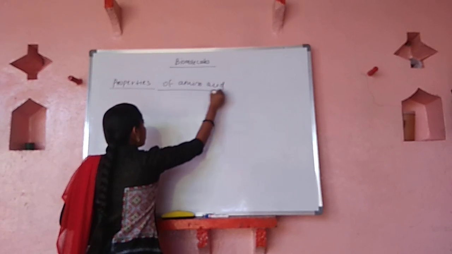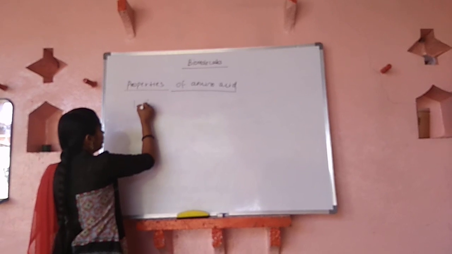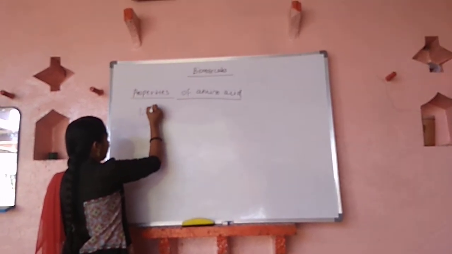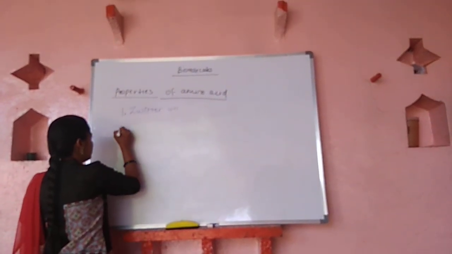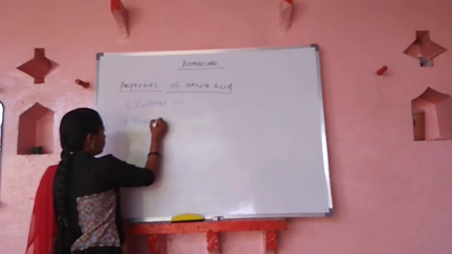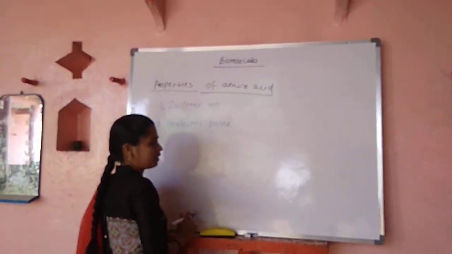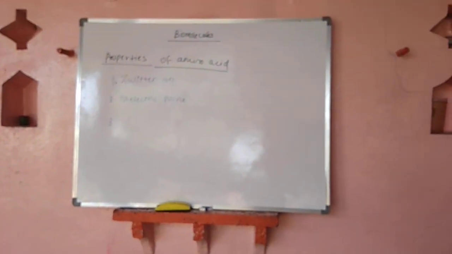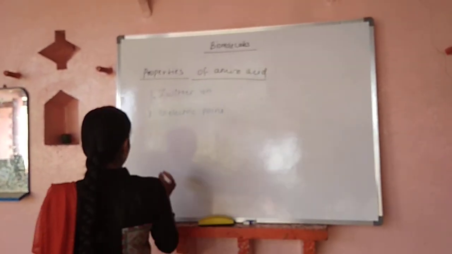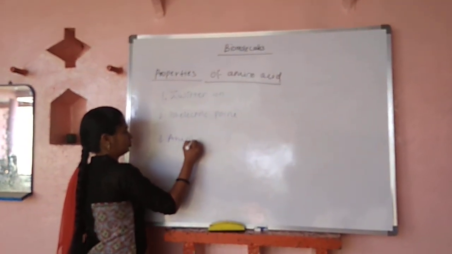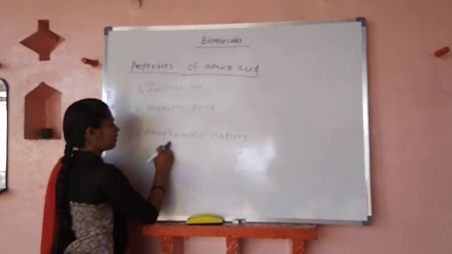The first property of amino acid is Zwitter ion. Second one, isoelectric point. And the third one is amphoteric in nature. So let us start with amphoteric nature.